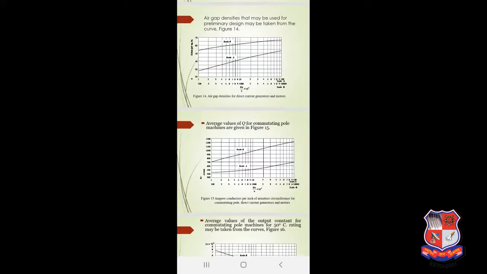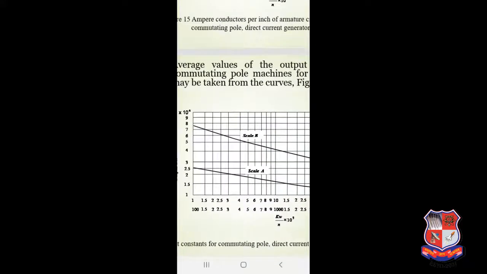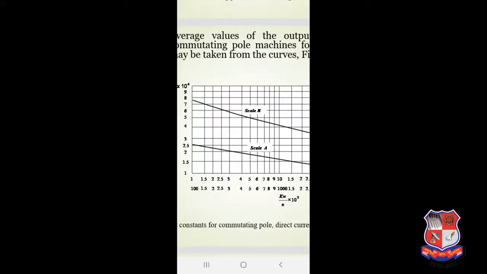Now the average value of the Q for commutating pole machine, by using this figure you can check the ampere conductor per inch of the armature circumference. So what will be the value of the ampere conductor? Now the average value of the output constant for the commutating pole machine for the 50 degree Celsius temperature rating may be taken from the curve. You can take the output constant rating from this graph.